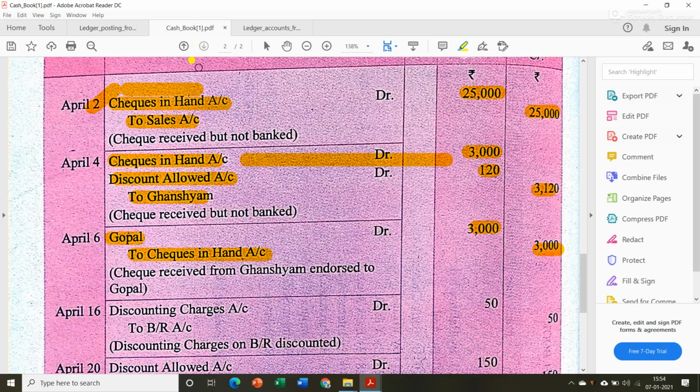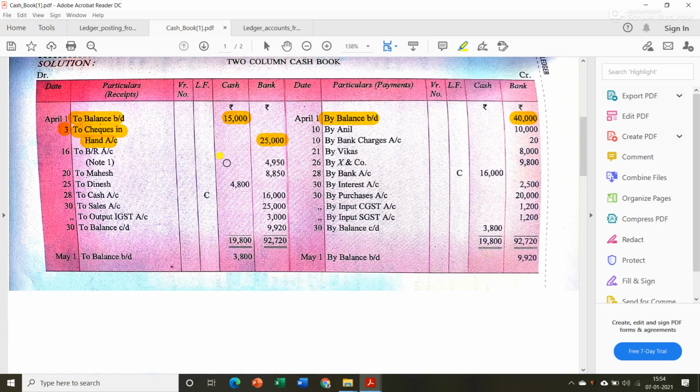Since we are instructing the bank to pay him a draft, that means money will be deducted from our bank account, so we have to write on the payment side in the cash book. So on day 10 we will write by Anil 10,000. Now for doing that they charge 20, and that 20 rupees will also be deducted from our bank account, so we will write separately by bank charges account rupees 20. It shows that 10,000 they deducted for the draft and rupees 20 was deducted for bank charges.